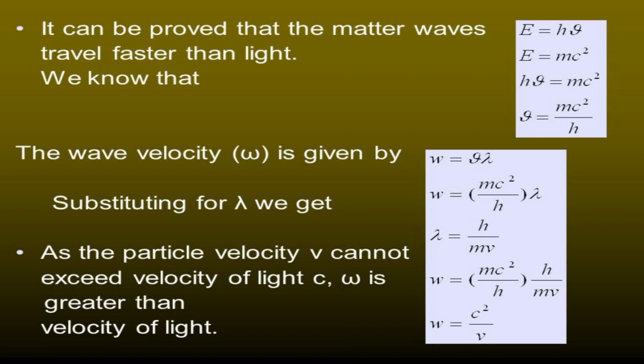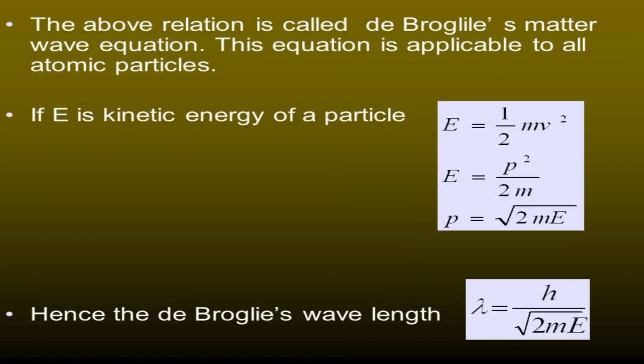It can be proved that the matter waves travel faster than light. Before that, we saw this in the importance of matter waves. The wave velocity is given by substituting for lambda. We get w is equal to c square by v. As the particle velocity v cannot exceed the velocity of light c, the wave velocity is greater than the velocity of light. It is one property of matter waves. The above relation is called de Broglie's matter equation.